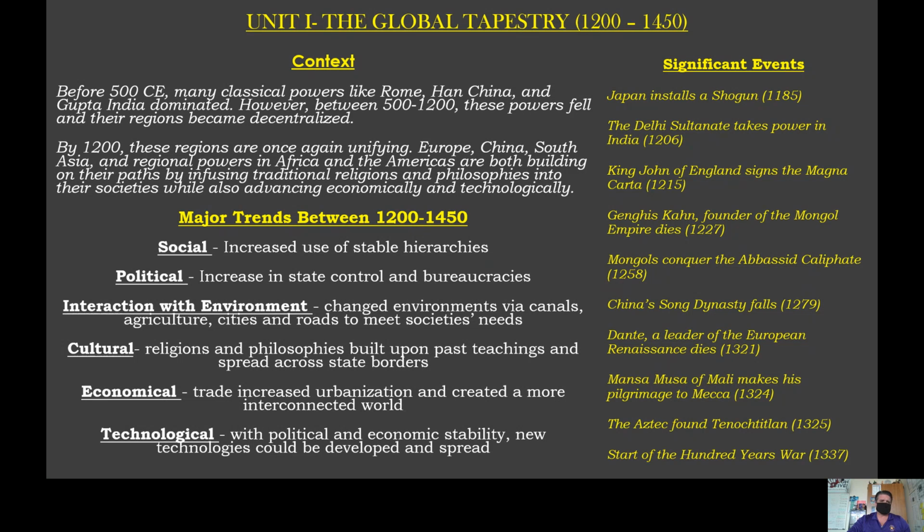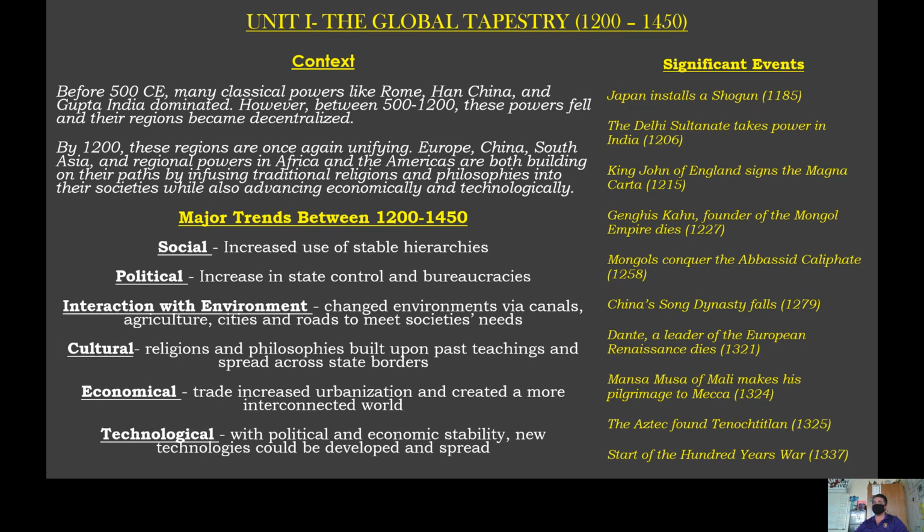As far as culture, religions and philosophies built upon past teachings and spread across state borders. During this time period, it's not so much that you have a bunch of new religions. That's earlier on. It's the same main religions for the most part, but they are spreading wider and further than before. As they spread, and we're mainly talking about Christianity, Buddhism, and Islam, they inevitably change a little bit.